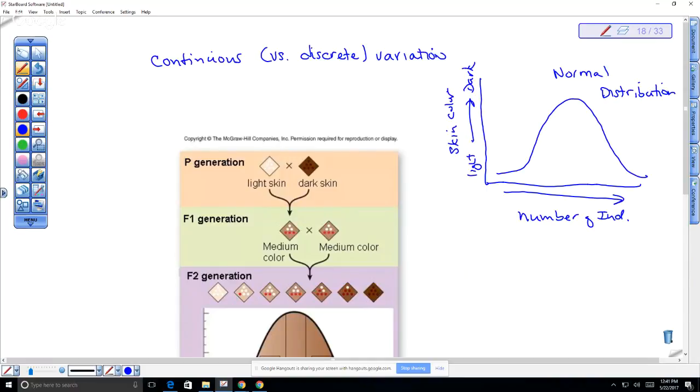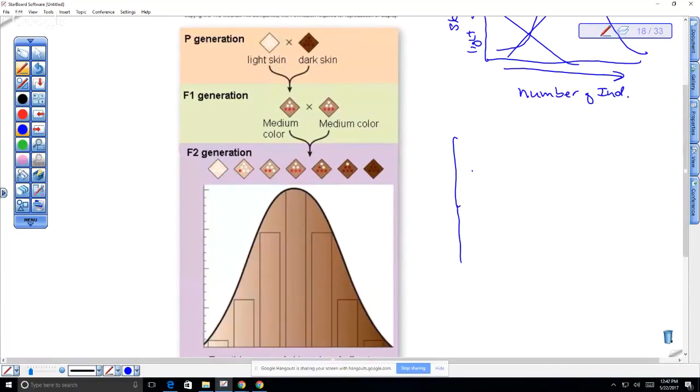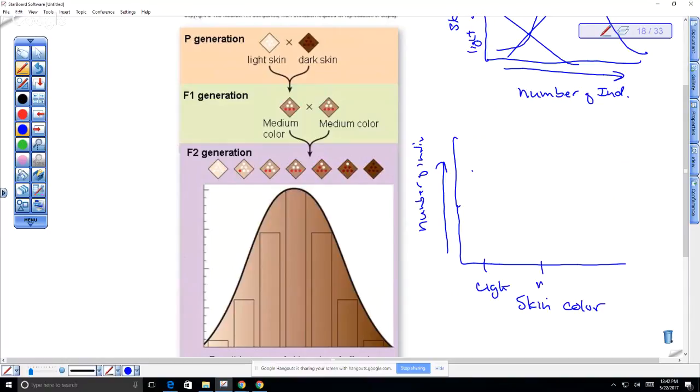Let's see, is that right? Did I screw that up? I think I screwed that up. Let's see, I think I wanted this a different way. If you flip this axis, let me do this again, sorry. Okay. What I wanted was skin color on this one. Okay, and this is number of individuals. Okay, so now this makes sense. So this is light, and this is medium, and this is dark. Okay, so I had to shift my perspective there.